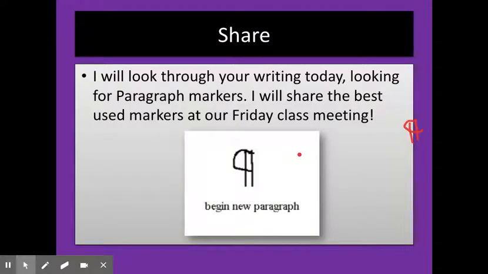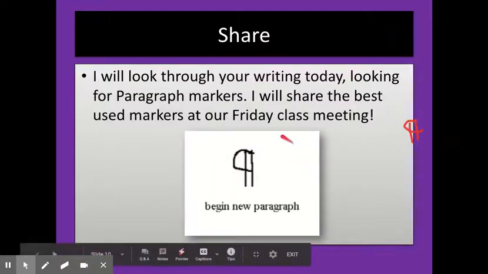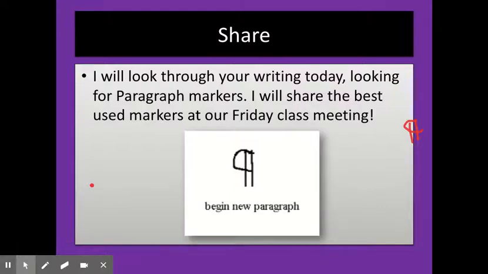I will look through your writing today, looking for paragraph markers like this or like this. I will share the best used markers at our Friday class meeting. So scholars, all you are doing today is going through your story and marking where you need new paragraphs. That's all you have to do today. Read through your story, mark where you need new paragraphs, and then take a picture of your work.